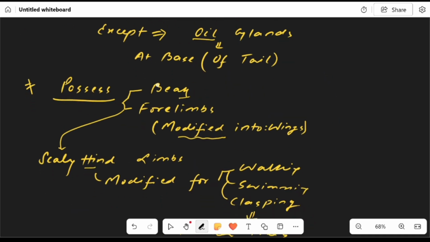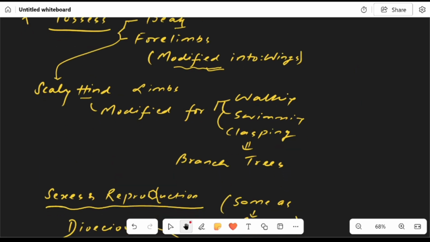The birds possess a beak, and forelimbs which are modified into wings which enable them to fly. They have hind limbs which are scaly, full of scales. These scaly hind limbs are modified for walking, swimming and clasping branches or trees.